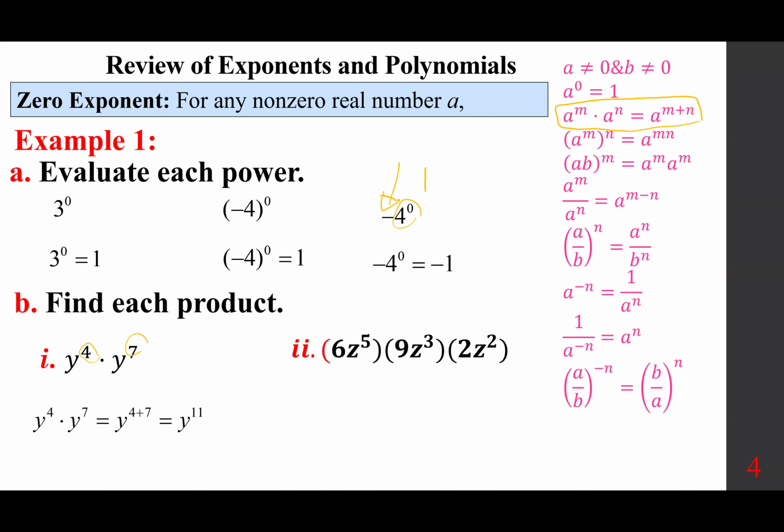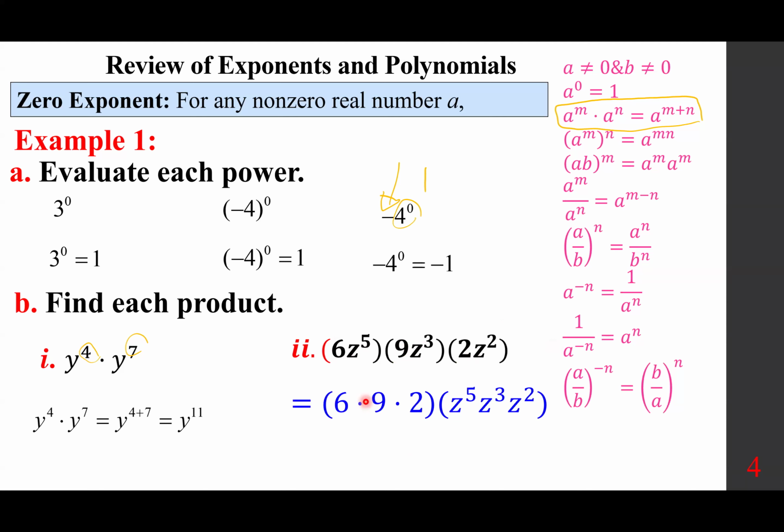Now, just to do this in a couple of steps instead of just one step, let's put the numbers. We are multiplying everything, so we can put them in any order. Let's put the numbers next to each other. 6 times 9 times 2, and then z to the power of 5 times z cubed times z squared. Let's put them together in this fashion.